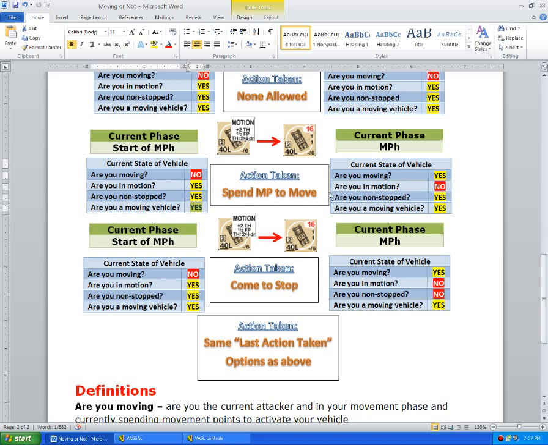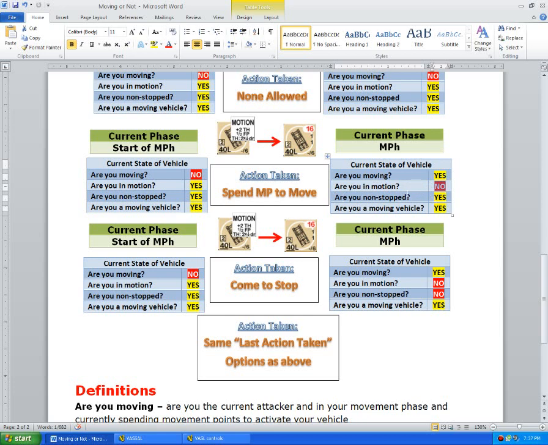So if we move our vehicle from one hex into another hex, or rotate it from one hex spine to another hex spine, how does that affect our vehicle? Well, all of a sudden you notice, are we moving? Yes, because we just spent a movement point to move it, either into a new hex or to a new hex side. Are we in motion? No. Notice we lose our motion counter. We are no longer considered in motion. Are you non-stopped?